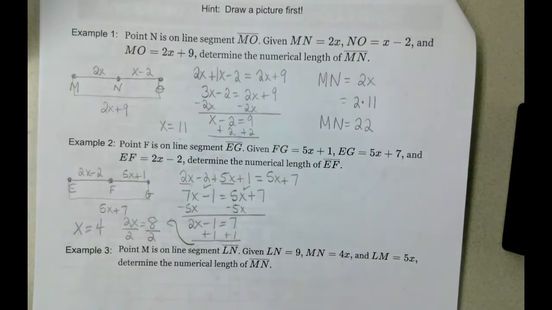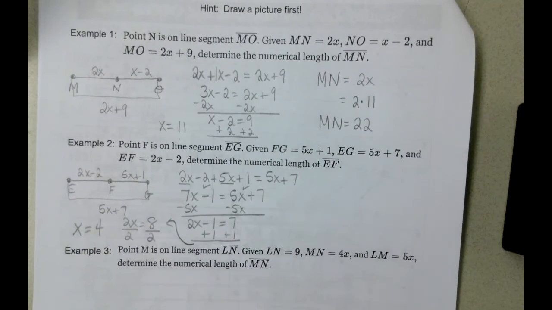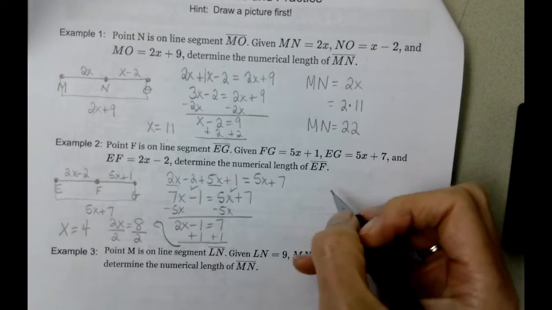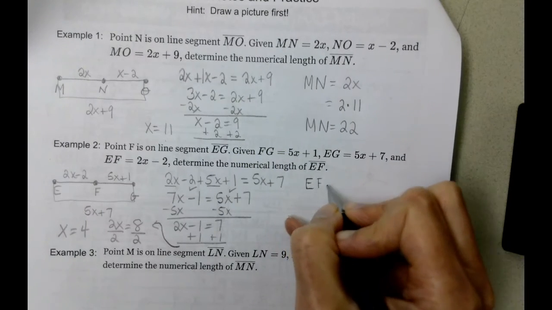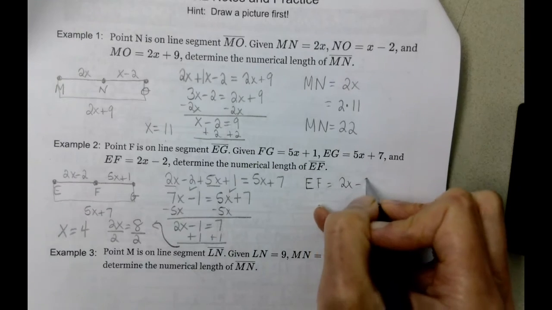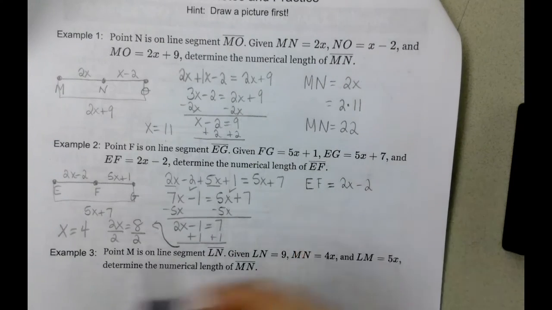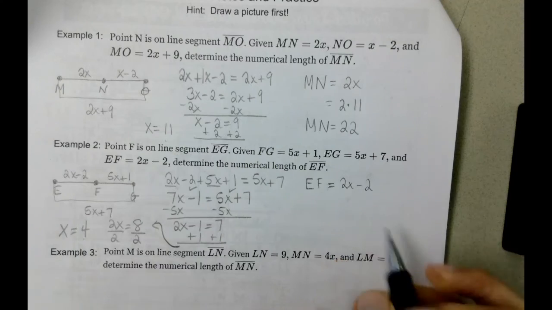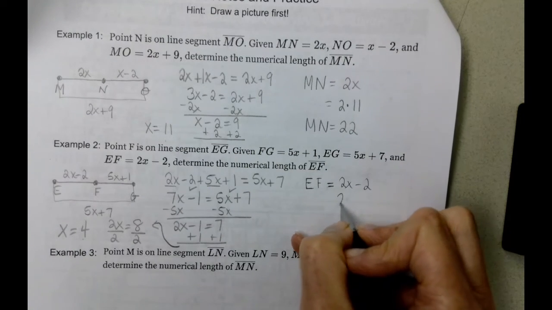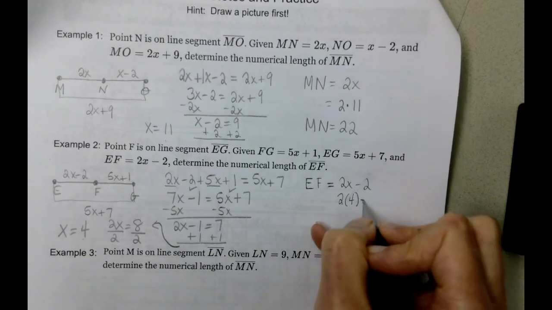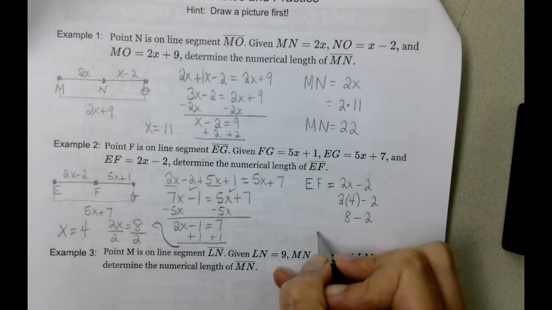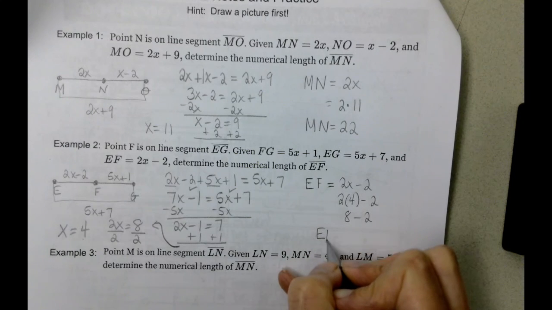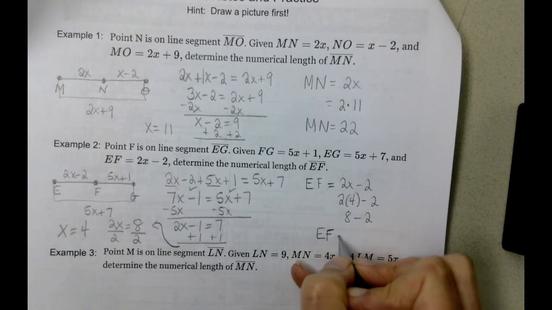Sorry, I really had to use my space there. But what we're really trying to look at is the length of EF. Well, EF is 2x minus 2. And we're going to take our answer of 4 and put it back in for x. So this is going to be 2 times 4 minus 2, which is 8 minus 2. So our numerical length of EF equals 6.